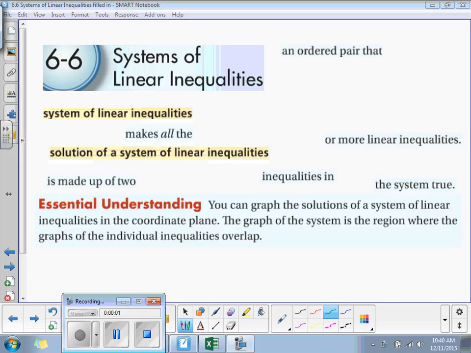We're doing systems of linear inequalities. So, system of linear inequalities.